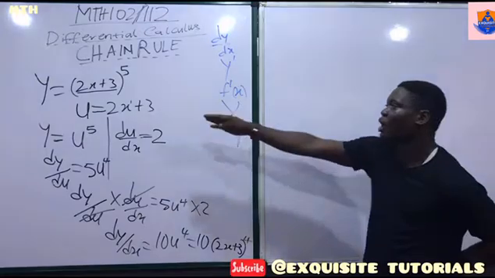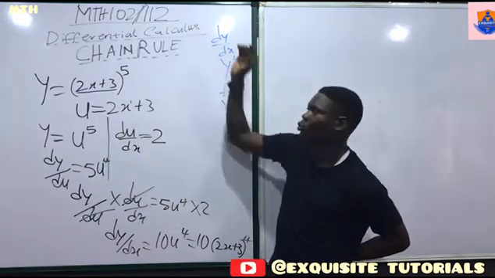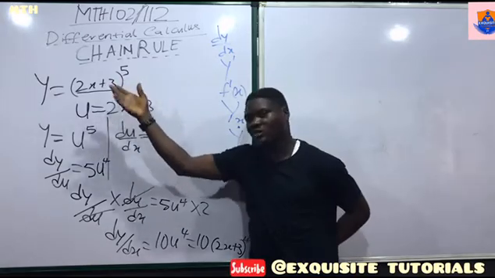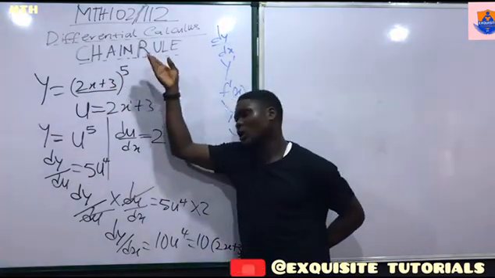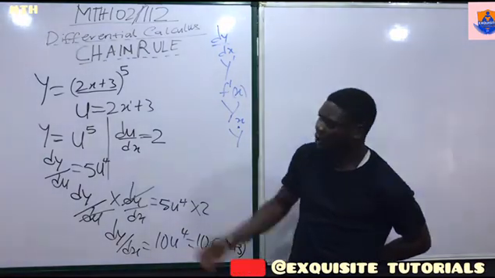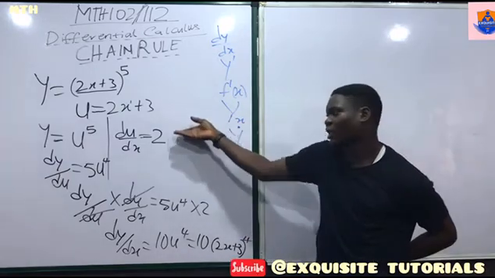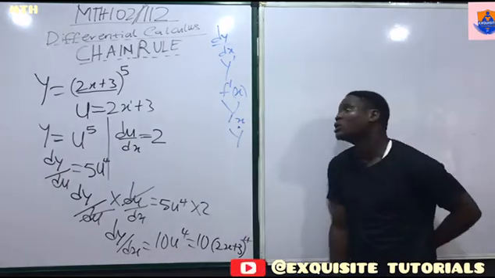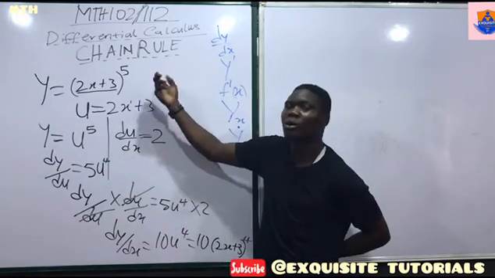Now, anytime you have a function raised to power something, that's where the chain rule comes into place. This power could be negative, positive, or an irrational number, as the case may be. Now, a shortcut in doing this: how do you do this very fast rather than writing all these long steps?